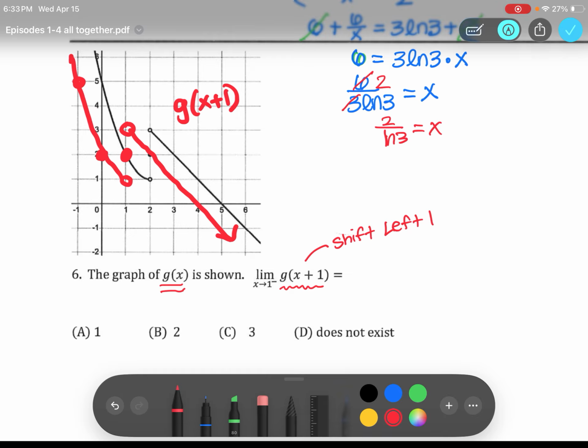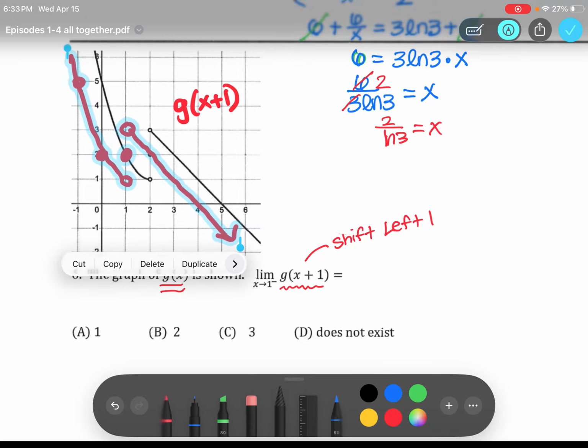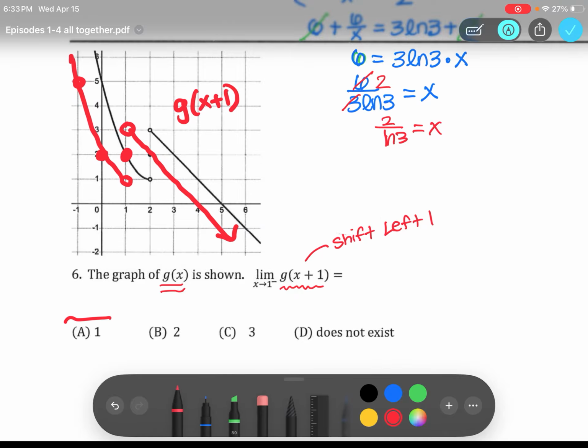And now I'm just looking at my red graph, and I'm trying to find the limit as x approaches 1 from the left. So here's 1. Coming from the left side. Pay attention from the left side. As I come from the left side, as x approaches 1, your limit is going to be your y value. Well, what's the y value right here? The y value right there is equal to 1. So my answer is going to be 1.